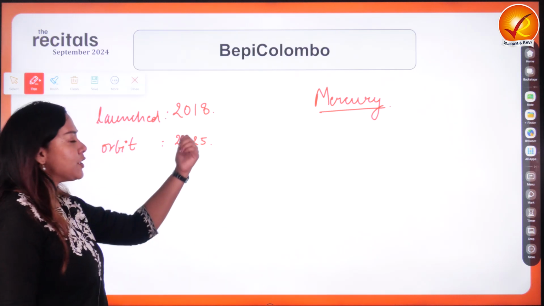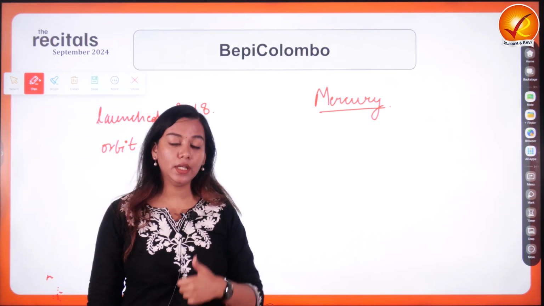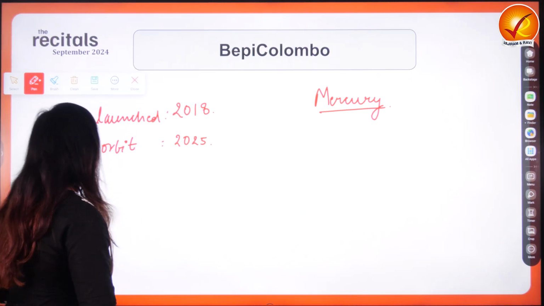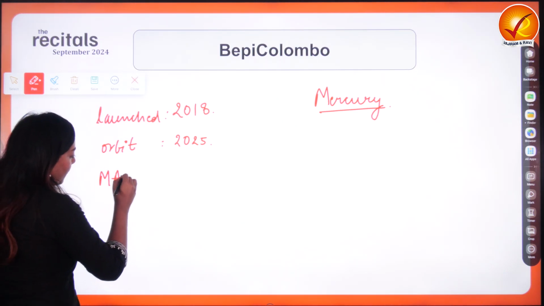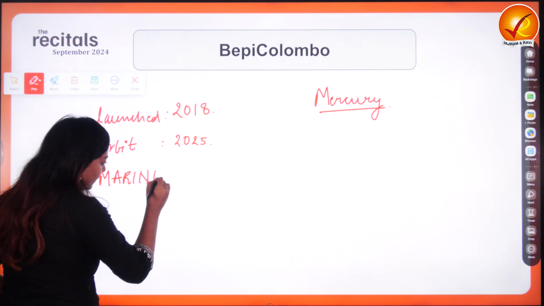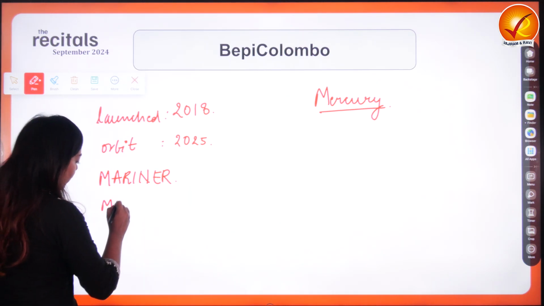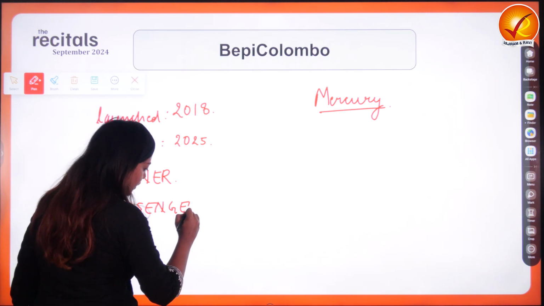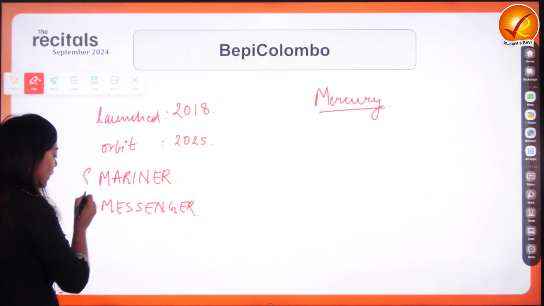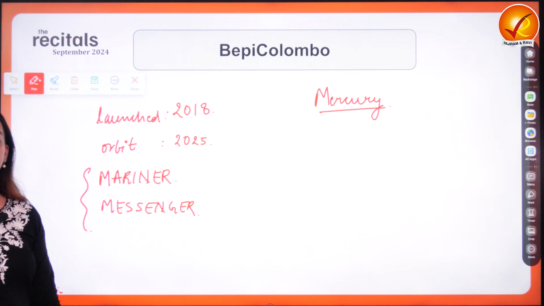Is this the first mission that has been to the planet Mercury? No. So please remember that there were two other missions. One was the Mariner, and the second one was the mission or spacecraft Messenger. Both of them were launched by the collaboration of NASA and the European Space Agency.